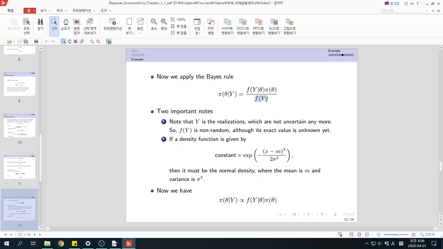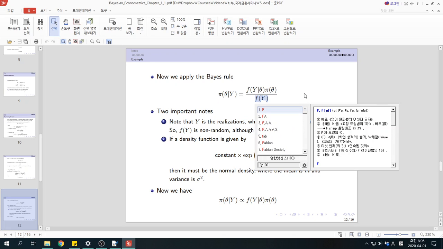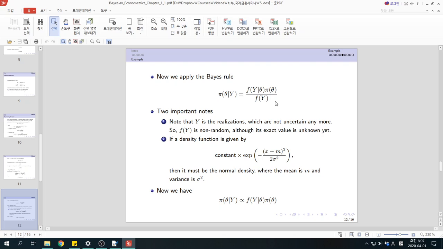Then what about f of y, the probability of y? This is also a number. Of course, we don't know the exact value of f of y, but what we are sure of is that f of y is just a number. It must be constant, which means it doesn't change according to theta. You can put 0.2, 0.3, whatever in theta, but f of y will not change. Because f of y is not a function of theta, it is just a constant term.